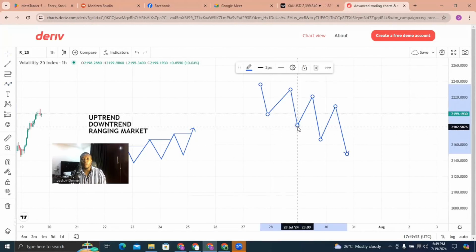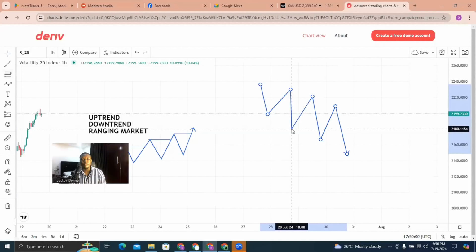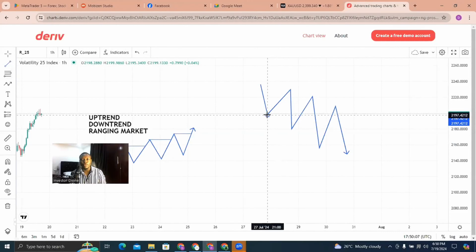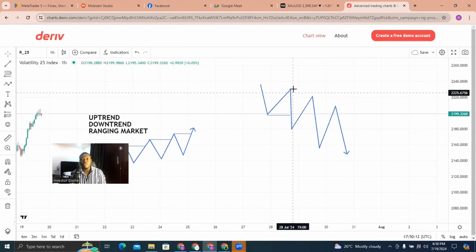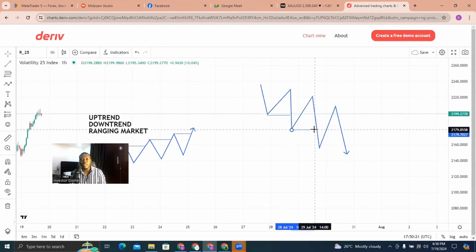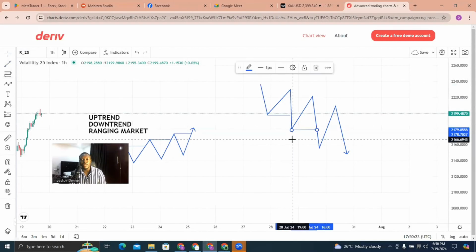So what can you deduce from here? What can you see from here? You can see that the market is taking out the previous low. The market is not breaking the previous high, but it's taking out the previous low. When the market keeps doing this, you can say you are in a downtrend.